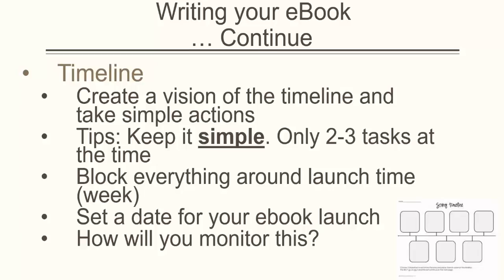You need to create a vision of the timeline and take the simple actions. Very important: keep it simple. Only 2 or 3 tasks at a time is probably the best to do. Block everything around the launch time. That will take probably about a week or something like that, so you can monitor what's happening. And set a date for your ebook launch, so that way you can actually put some pressure on yourself. And also you need to think how you will monitor this.